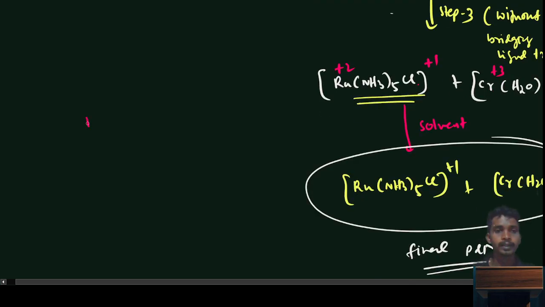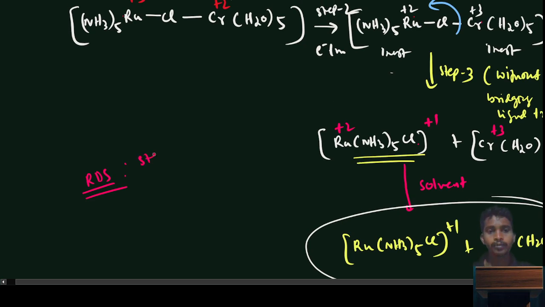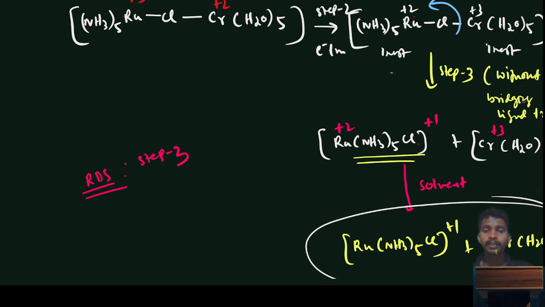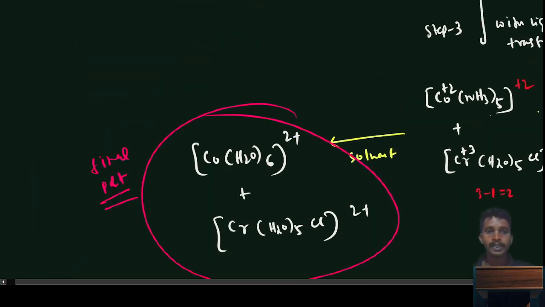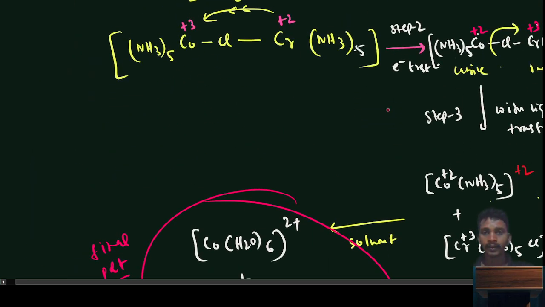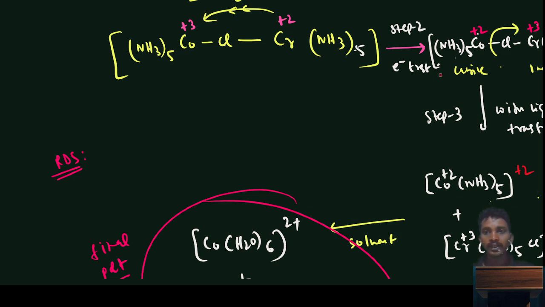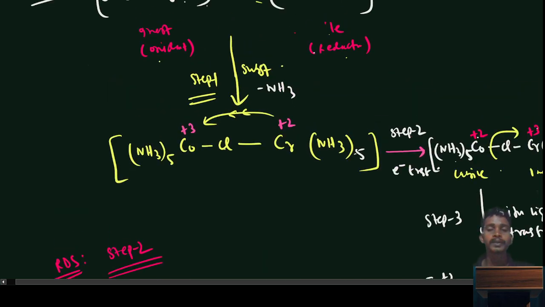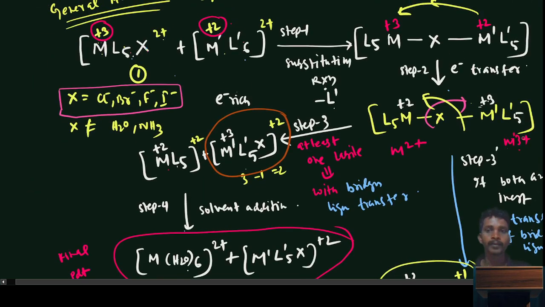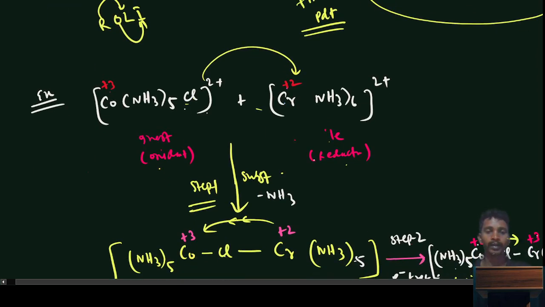Now the rate determining step for this case is step 3, because here no bridging ligand transfer happened, and the rate determining step is step 3. And for this case where bridging ligand transfer has happened, the rate determining step is step 2, not step 3. So you have to remember this. So this is the general mechanism, and this is how we do it with examples.